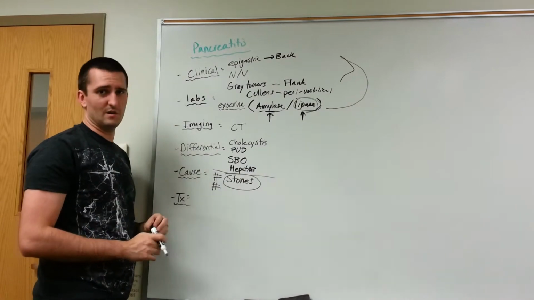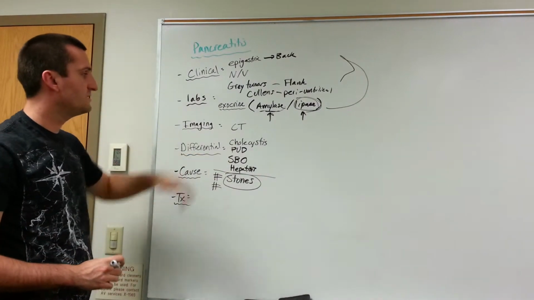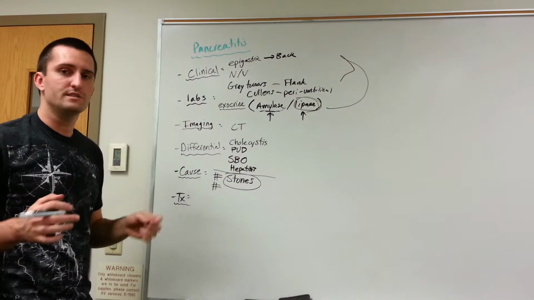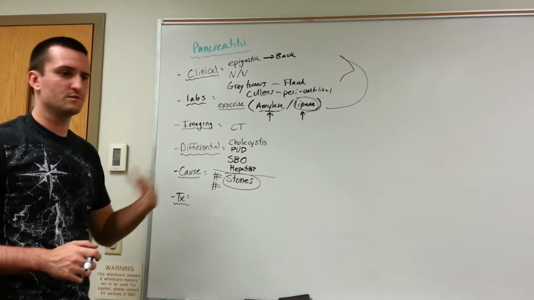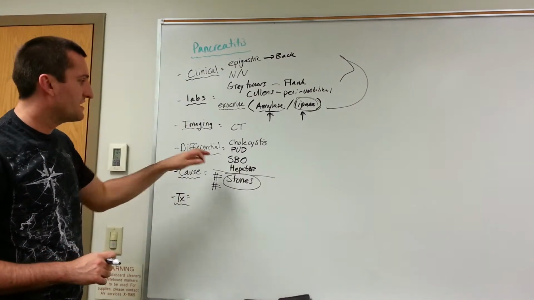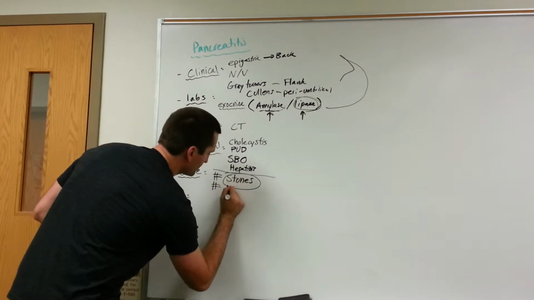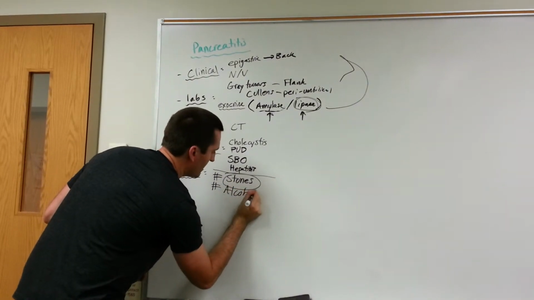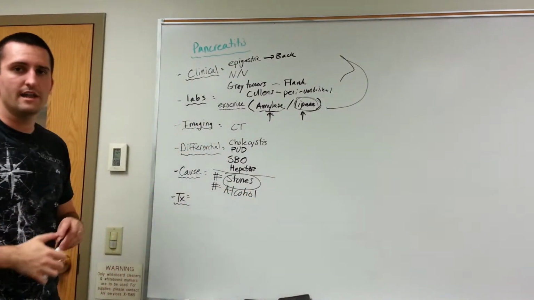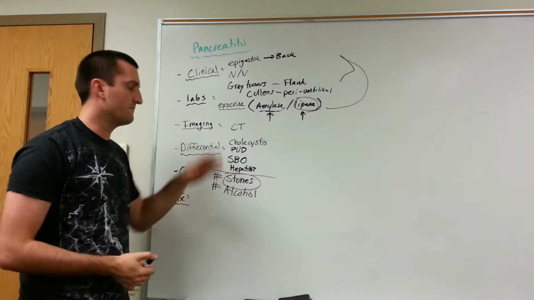What if it's not a stone? What if on your CT, what if on ultrasound, you don't see evidence of either gallstones or ductal stones? Then you've got to be thinking, well, what about a history of alcoholism? Alcohol is going to be another main number 1 cause of pancreatitis.